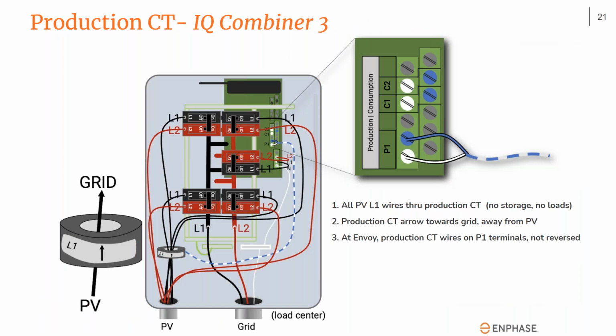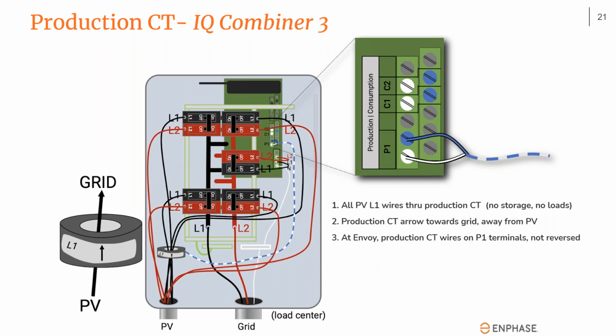And what I wanted to show here is kind of the principles of how to get it right. So the good news is the production CT, because it's pre-installed, there's not a lot you need to do. However, the same concepts apply if you have a separate Envoy that you put in your own sub panel with its own production CT. Now that production CT is what measures the solar system output to what we consider revenue grade accuracy. And it's a real nice feature, and it's required in some areas depending on your situation.